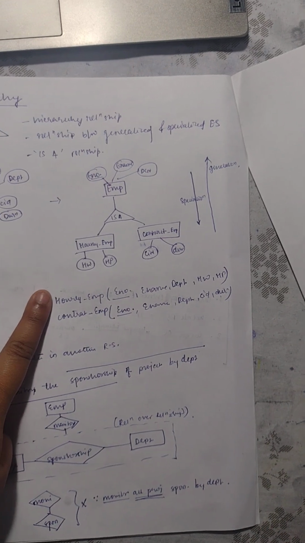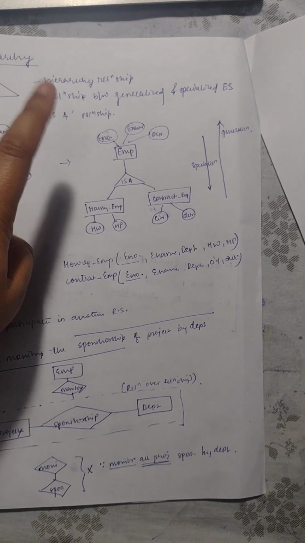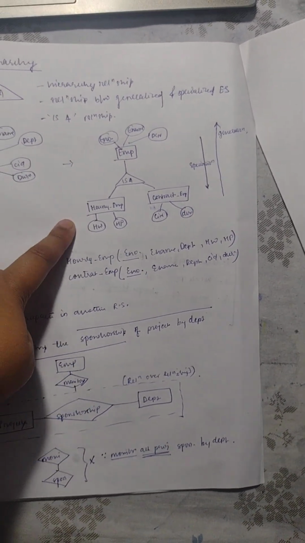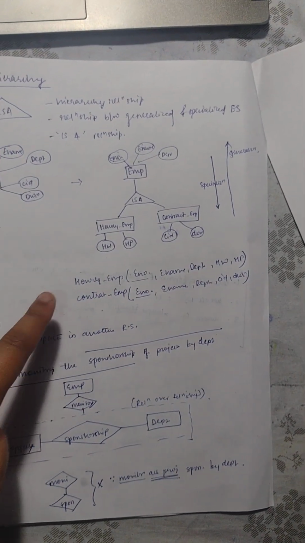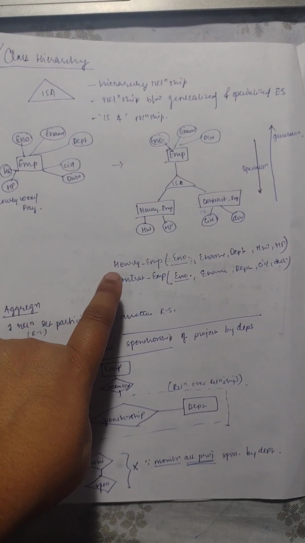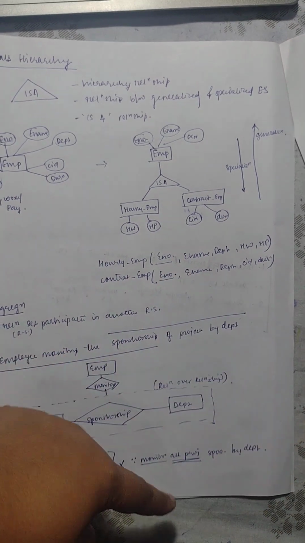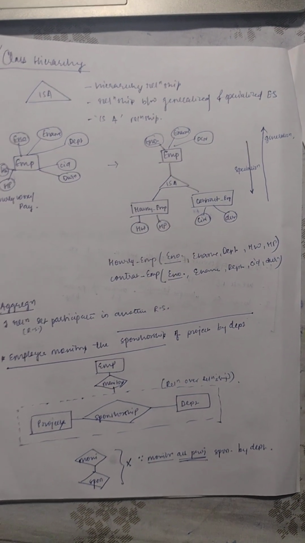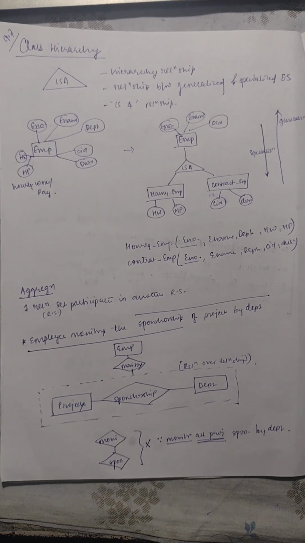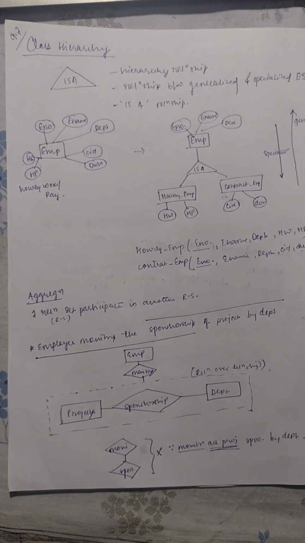So in hourly employee, we have the same employee number, employee name, and department, but hourly wage and hourly pay as just two extra attributes. Whereas in contract employee, we will have only employee number, employee name, and department as mentioned in the generalized entity set, and we will just add the contract ID and the duration. So this is actually very helpful.